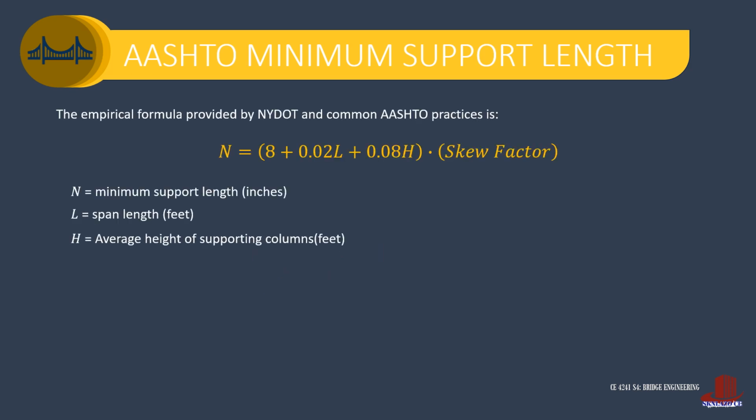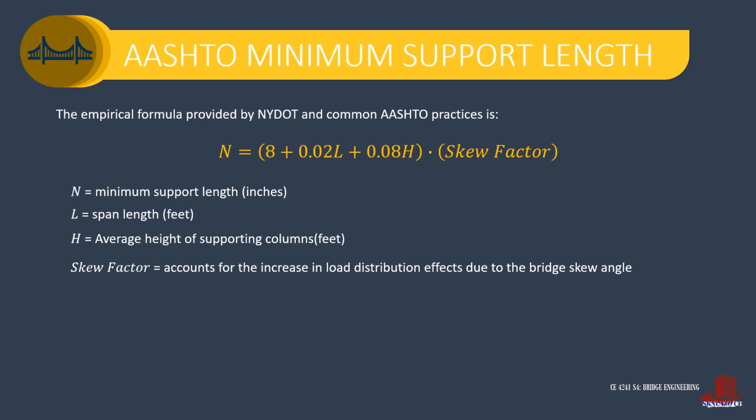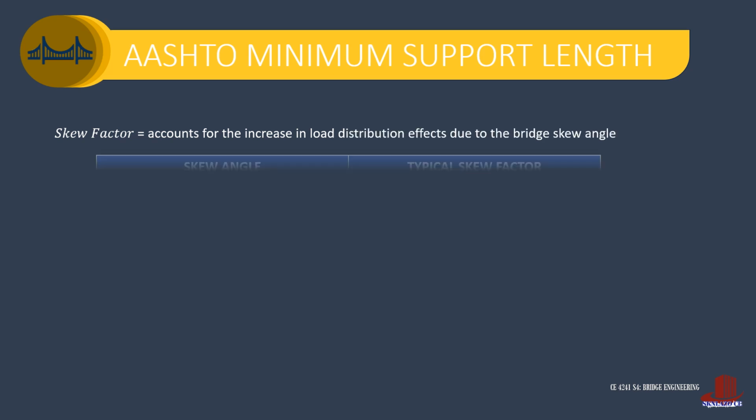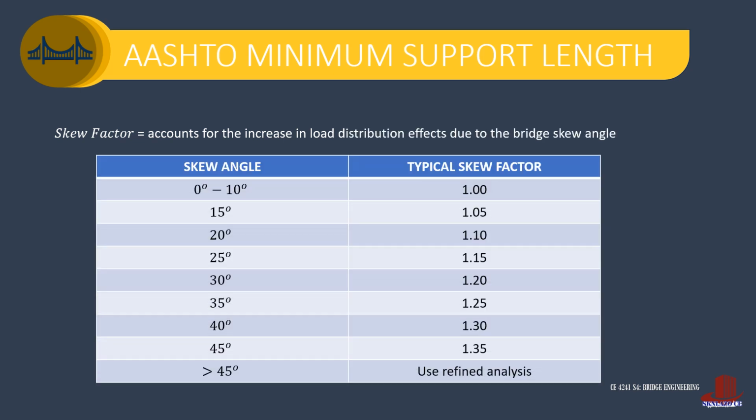The last parameter in the equation is the skew factor. This accounts for the increase in load distribution effects due to the bridge skew angle. The skew factor depends on the angle, where from 0 to 10 degrees, the factor is 1, until 45 degrees with a factor of 1.35. If the skew angle is more than 45 degrees, a more refined analysis is necessary to look for the skew factor.